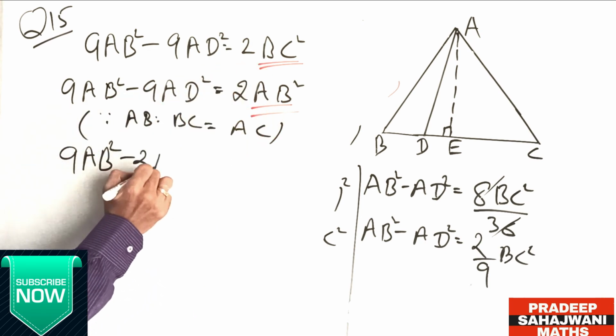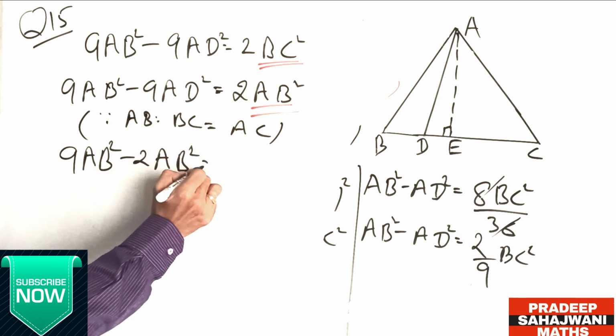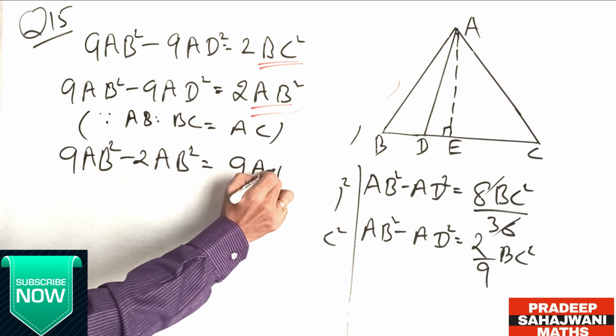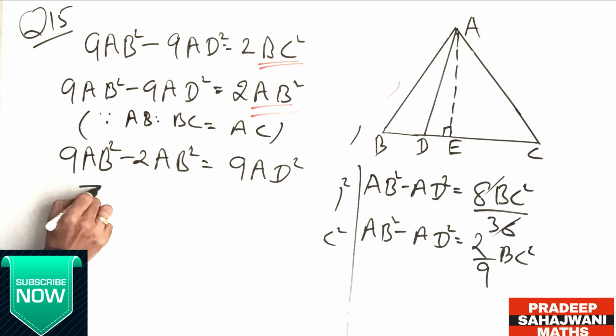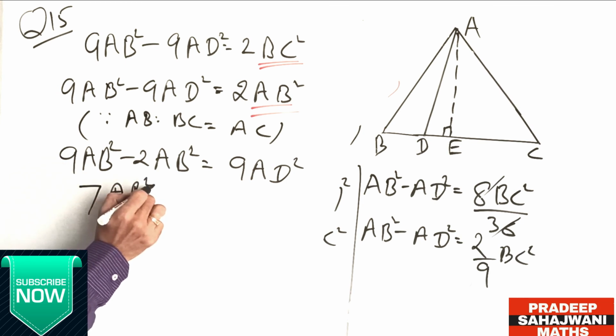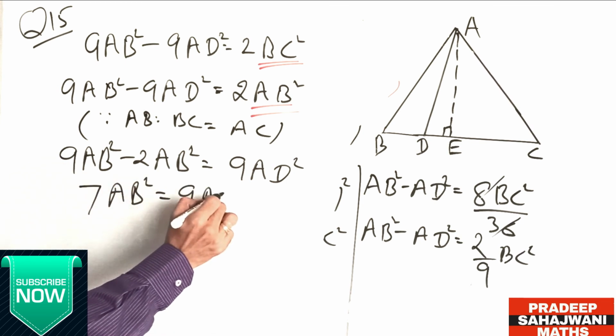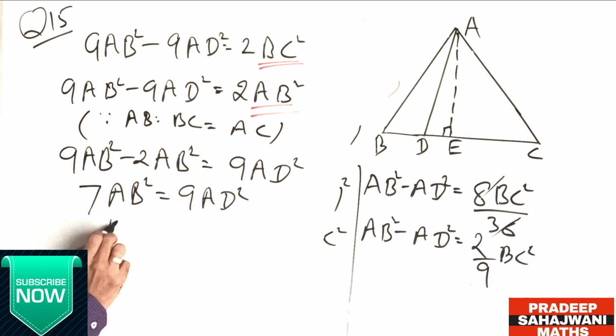It will be 9 AB square minus 2 AB square is equal to 9 AD square. So this will be, on subtracting, 7 AB square is equal to 9 AD square. Hence proved.